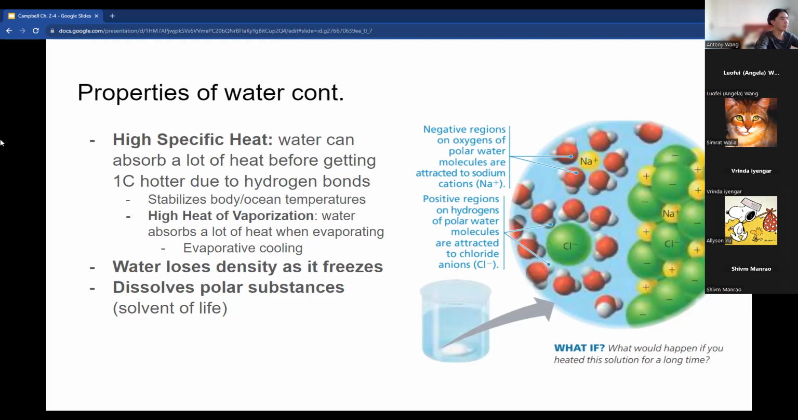Water also has a high heat of vaporization for the same reason. In order for water molecules to get moving so fast that they evaporate.